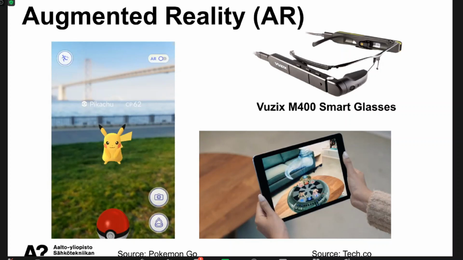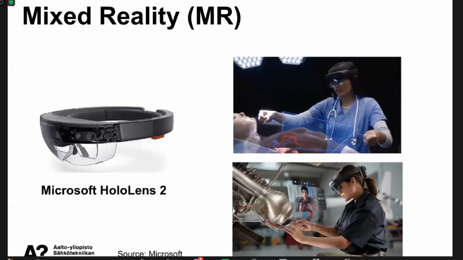So as we mentioned, VR is basically a completely virtual environment, and AR is where you interact with the physical environment and see some digital content. And then MR, which stands for mixed reality, comes in between. You can consider MR as an advanced form of AR. One good example of this kind of MR device is Microsoft HoloLens. Now the second generation has come, so Microsoft HoloLens 2.